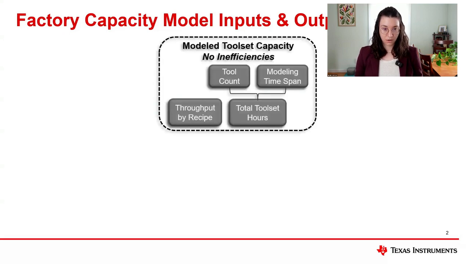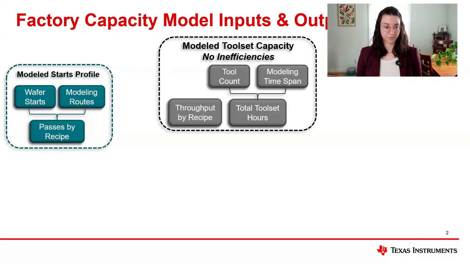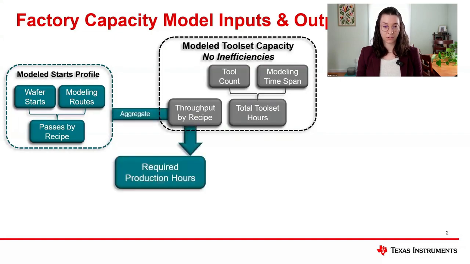So we start with our information about a tool set that we want to model capacity for, including the throughput by recipe and total tool set hours for that tool set. We then apply a starts profile that we're considering running in the factory, and we find our passes by recipe, and we aggregate that through the throughput by recipe to get required production hours in order to run that material.